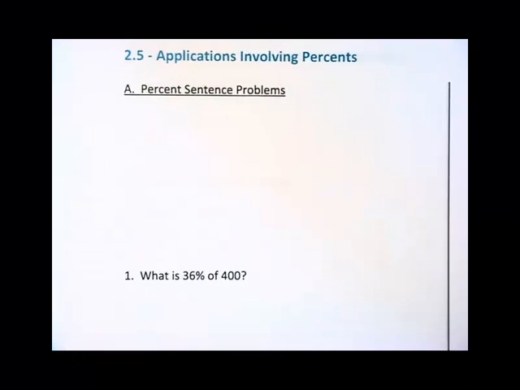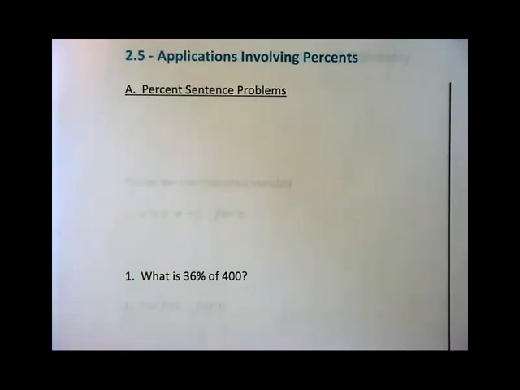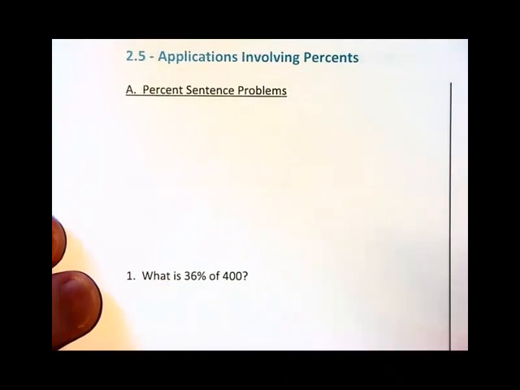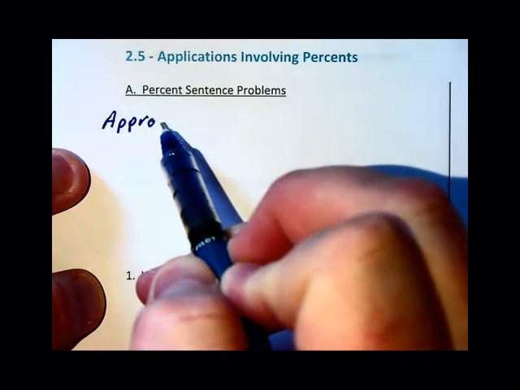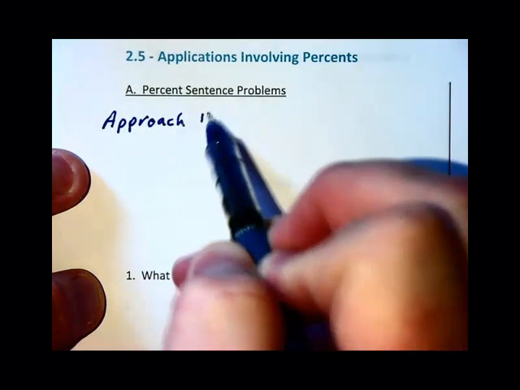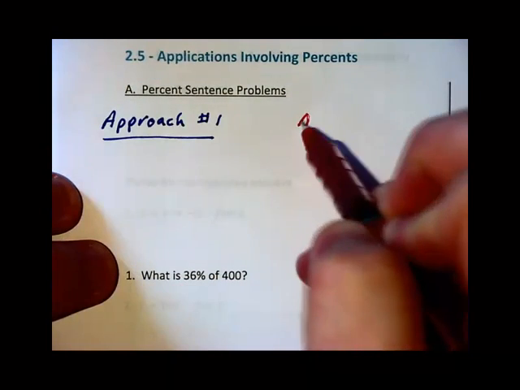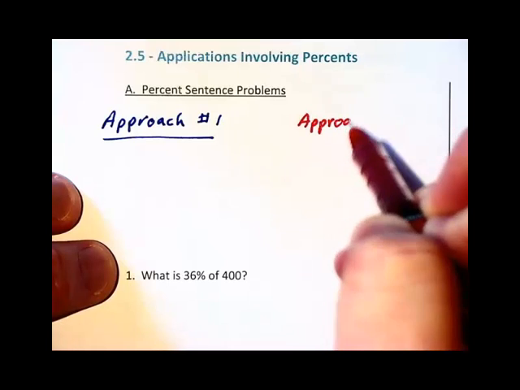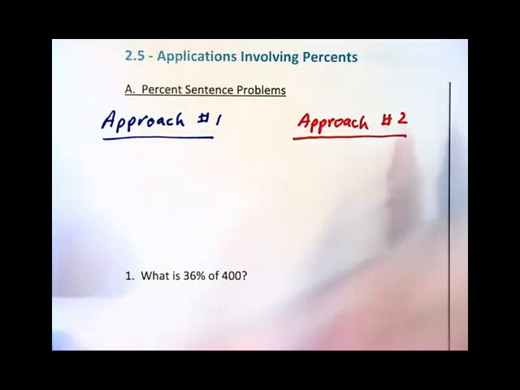We are going to start looking at percent word problems, beginning with percent sentence problems, and I'm going to show you two ways to handle each of these. So here we go. Approach number one I'm going to do in blue, and approach number two I'm going to do in red. You can kind of see a little bit of a difference between the two methods, and you can choose which one you like for yourself.